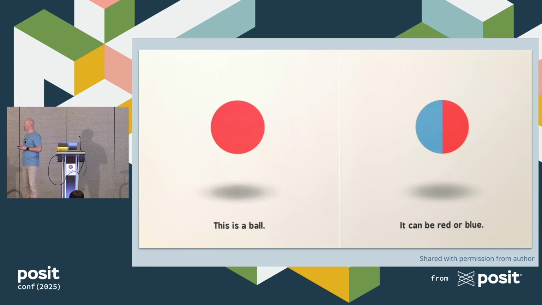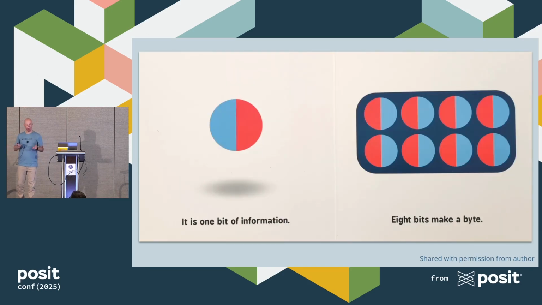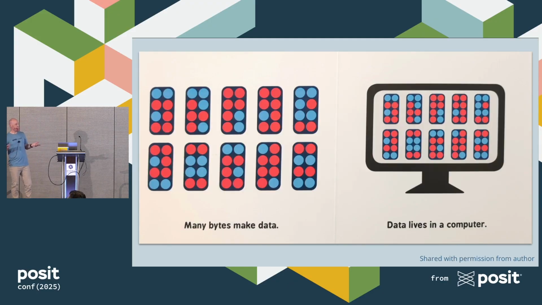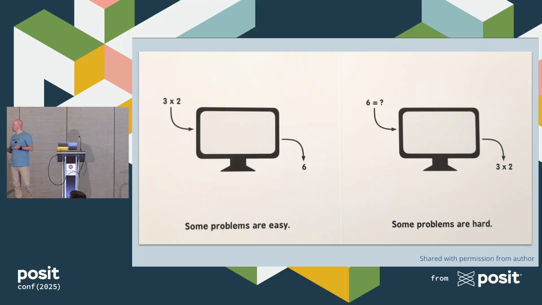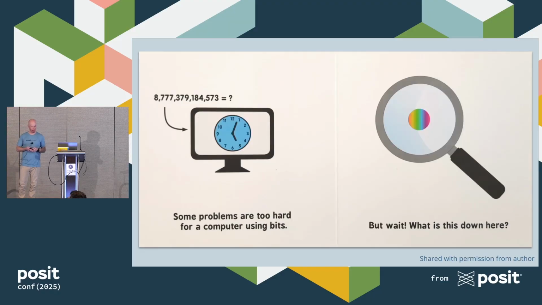This is a ball. It can be red or blue. It is 1 bit of information. 8 bits makes a byte. Many bytes makes data. Data lives in a computer. Computers are useful. They solve problems. Problems are solved by changing data. Some problems are easy, some problems are hard. Some problems are too hard for a computer using bits.